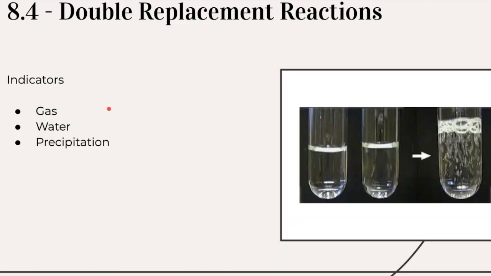So indicators of double replacement reactions, this is pretty simple. We'll just fly through this. Indicators include gas, which would be shown through bubbles. There's water, which has no visual indicator, but you'd have to look at the equation, and then a solid precipitate, which is just a solid forming, which is pretty clear to see.